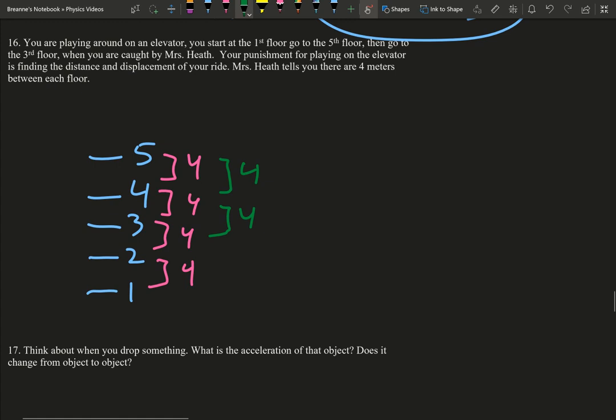Now, remember, distance, you just add them up. Displacement, direction matters. So for your distance, you're literally just going 4 plus 4 plus 4 plus 4 plus 4 plus 4. So that's just going to end up being 4 times 6, which will give you 24. So you traveled a full 24 meters. But your displacement just matters from where you started to where you finished.